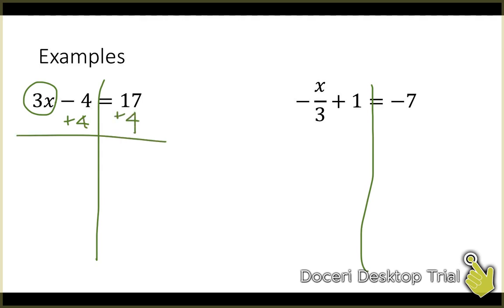If I add 4, these cancel out, that gets us to 0, and we're left with 3x is equal to 17 plus 4. 17 plus 4 gives me 17, 18, 19, 20, 21.